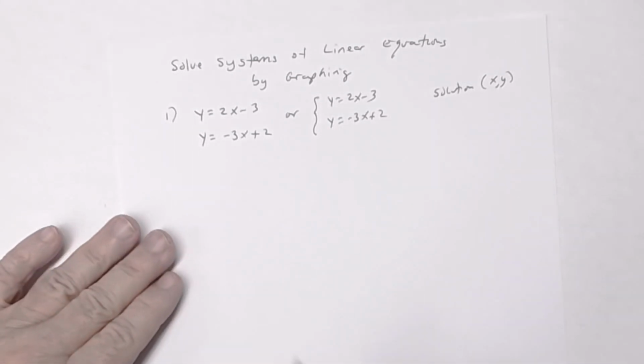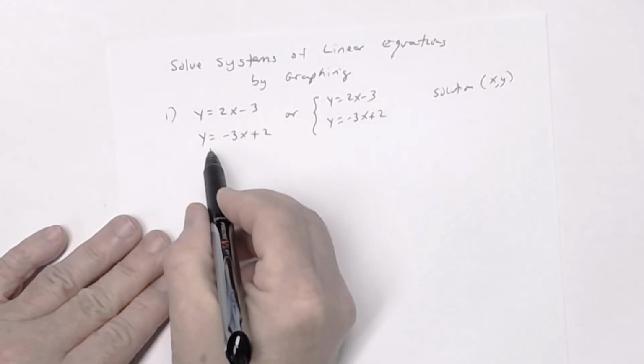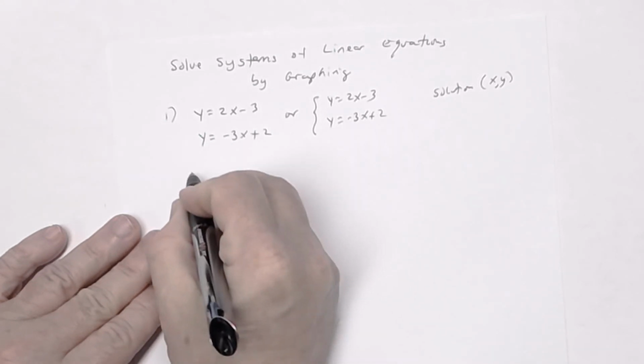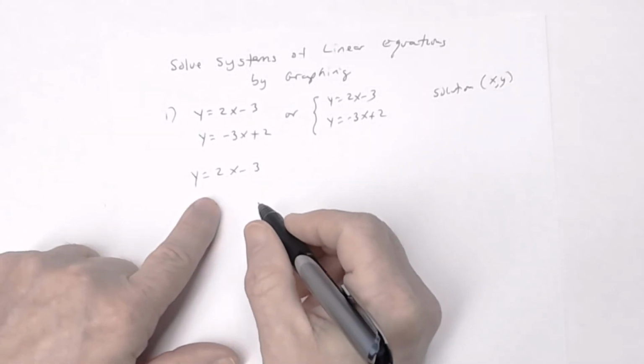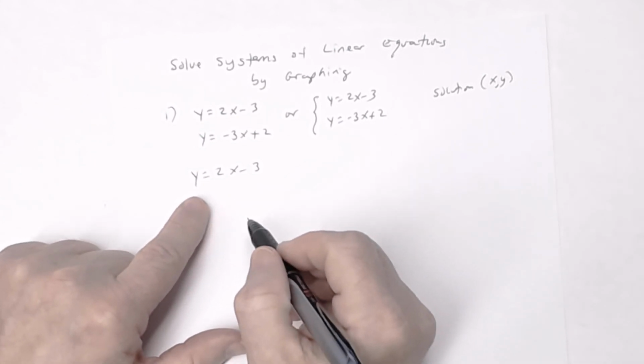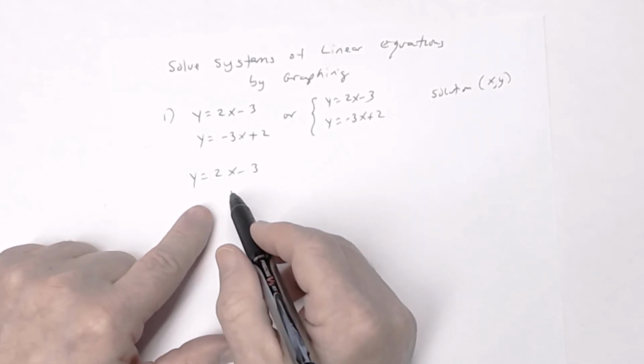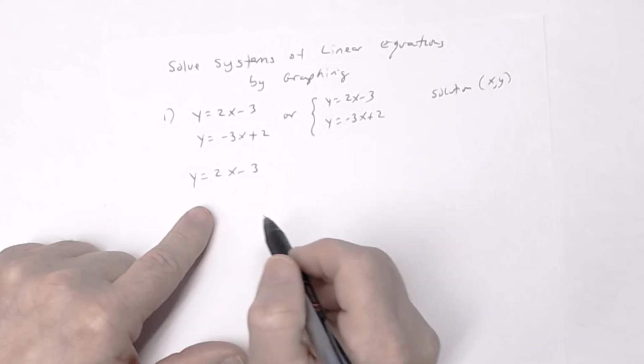Okay, so let's go ahead and look at that first equation. So we're going to graph each of those lines separately. So let's look at the first one, y equals 2x minus 3. Now the way I would do that one, again, you could use a t-table or you could use slope-intercept. I want to use slope-intercept here.